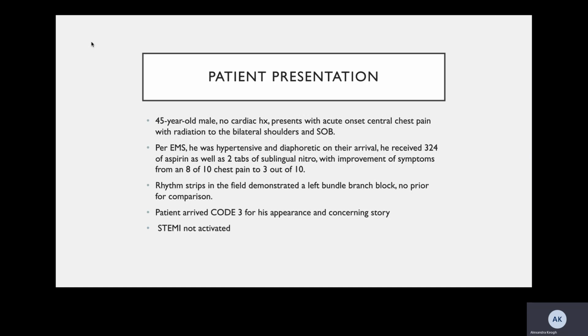So this was a 45-year-old male who called EMS for acute onset of central chest pain with radiation to the bilateral shoulders. He had associated shortness of breath. When EMS arrived, he was hypertensive, he was diaphoretic, he received a full dose aspirin and 2 tabs of sublingual nitro, and he had some improvement of symptoms after this. Rhythm strips in the field showed a left bundle. There was no previous EKG for comparison.